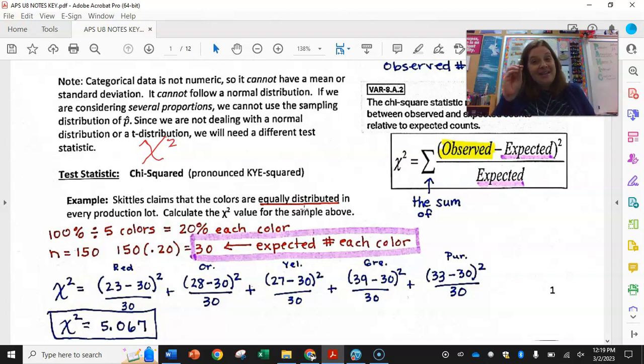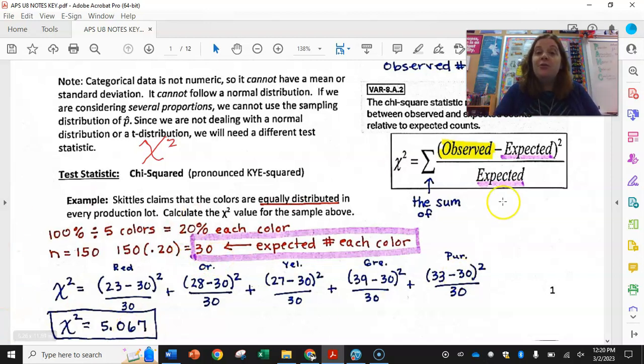So that is a percentage, not a count. When we talk about observed counts and expected counts, we want a how many number. If I have a sample size of 150, I would expect 20% of each color. So 150 times p, 0.20, gives me 30. That would be the expected number of each color if they were supposed to be the same.